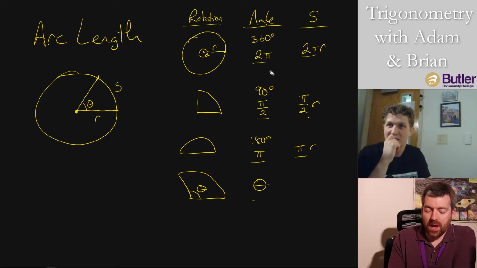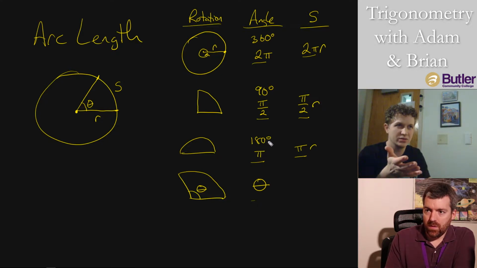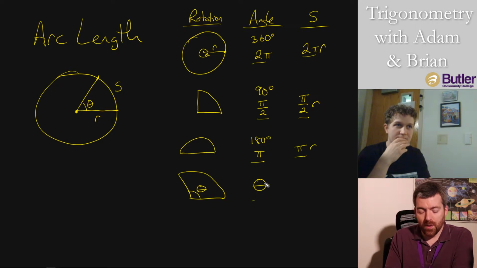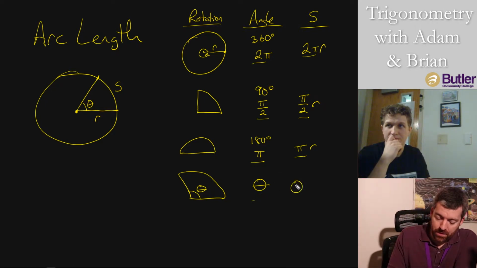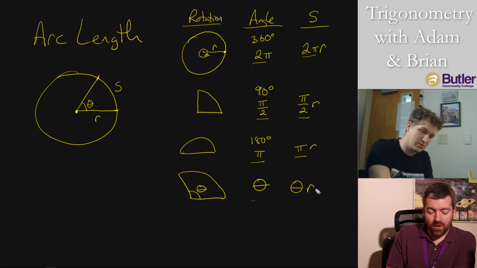For the angle of 360 degrees, that's 2 pi, and then to get the arc length, we go 2 pi r. For the angle of pi over 2, a quarter rotation, the arc length is pi over 2 times r. For applications involving arc length, we'll always use radians. So it's going to be theta times r. That's right, that's really easy. So that's the arc length formula.